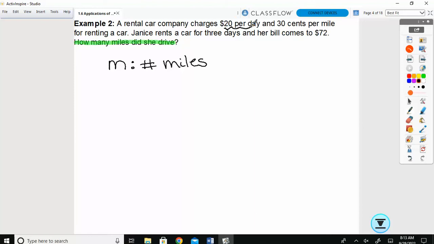So they charge $20 a day. How many days did she rent it for? 3. So what should you do? Your $20 times the number of days. And what? 30 cents per mile. So 30m? Wouldn't it be 0.3m? Yes, why? It's 30 cents. This is $20, this is 30 cents. So we need 0.3m equals, the total cost was? $72.